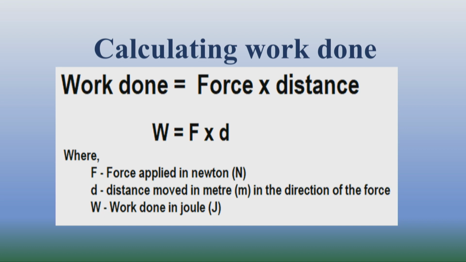We are now going to learn the formula for calculating work. We can see on the screen that work done is equal to force multiplied by distance. This formula is often written as W = F × D, where F is the force applied in Newton, D is the distance moved in meter in the direction of the force, and W is work done in joule.